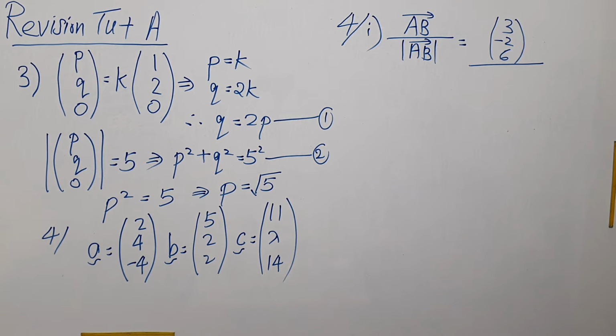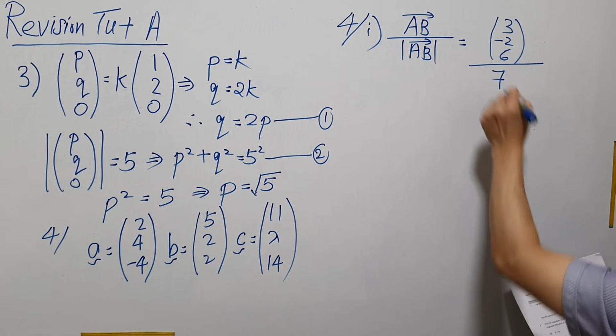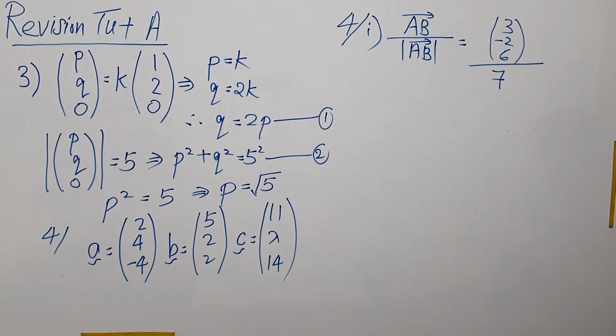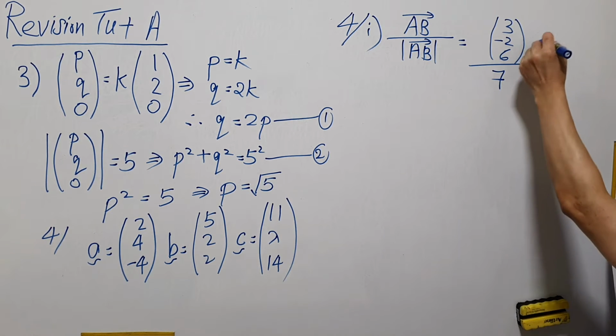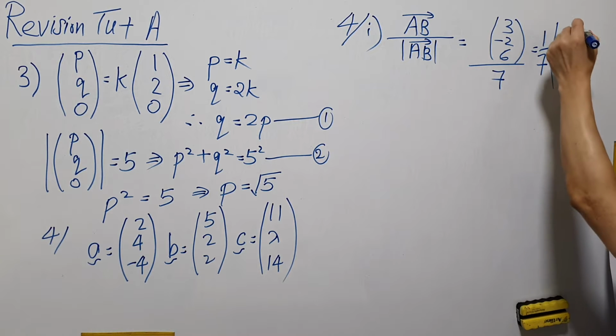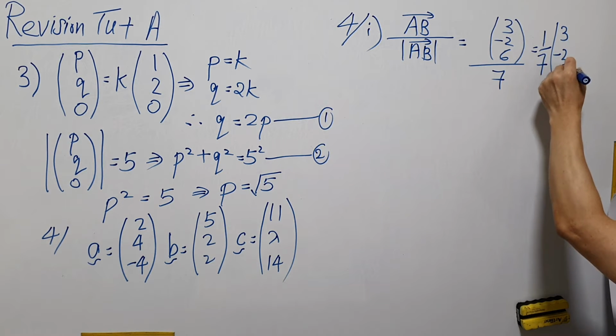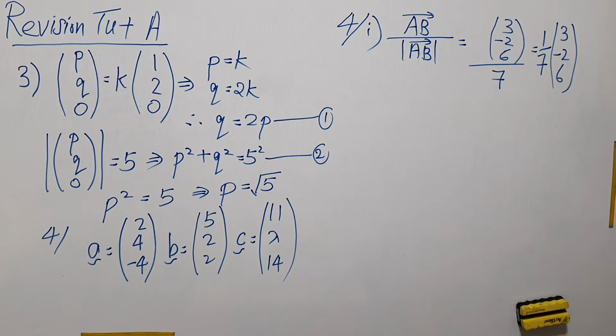You want to divide by the magnitude of AB. How do you find the magnitude of AB? Square, square, square, added together, and then you take the square root. Believe me, it'll be 7. So this is the intended vector that you need for part 1. Just take the vector AB divided by its magnitude. I could write this answer as 1 over 7 times the vector. They're equivalent, we can write in this manner as well. They're the same, no difference.